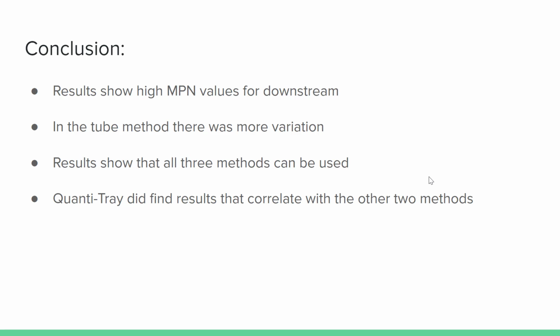So the results in the test tube method, when compiling the data, show that there were different amounts in them. The results show that all three methods can be used. So all of them gathered data for the E. coli testing. So all of them can be used for E. coli testing. And finally, Quanti-Tray did find results that correlate with the other two methods.